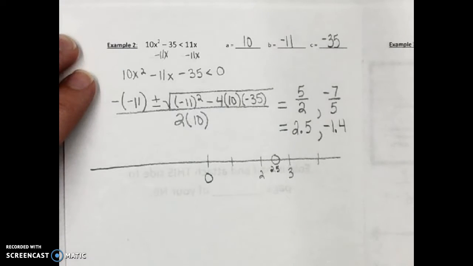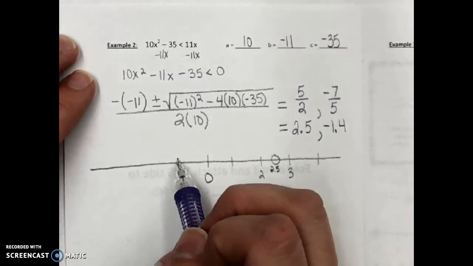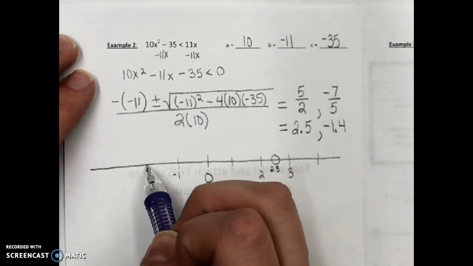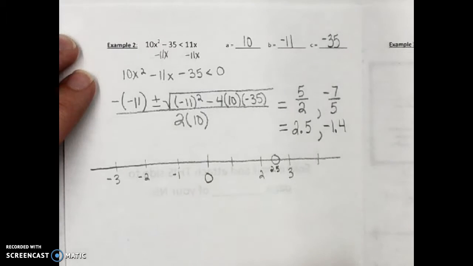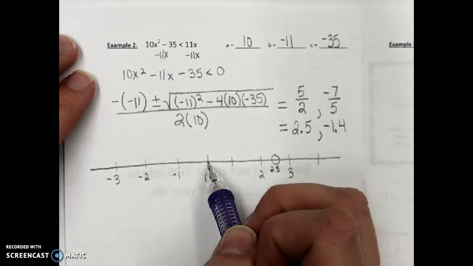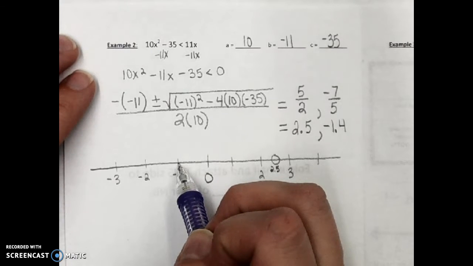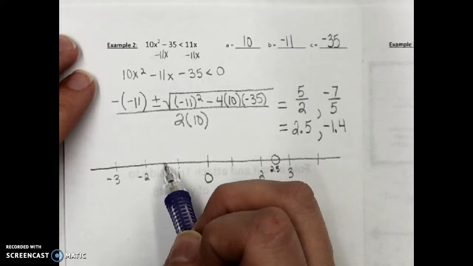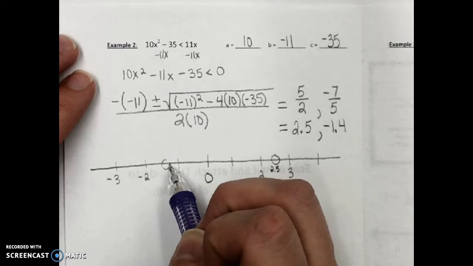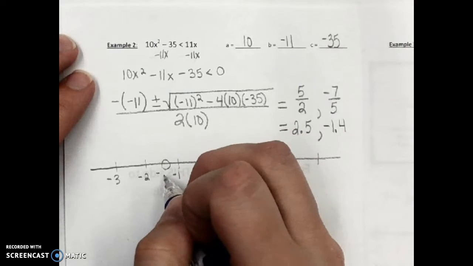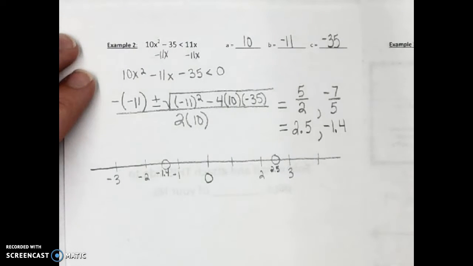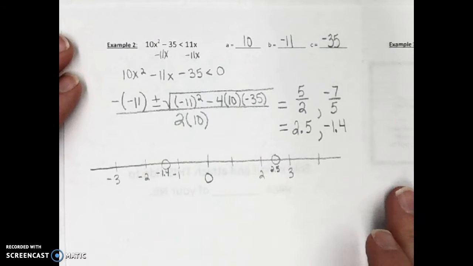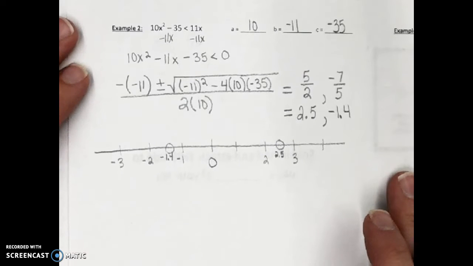Now I'm going to plot the other point. I go to -1, -2, -3. -1.4 is, you go all the way to -1, not quite halfway. You put an open circle again because you have just a less than. There is no or equal to. So my circles represent the important parts.